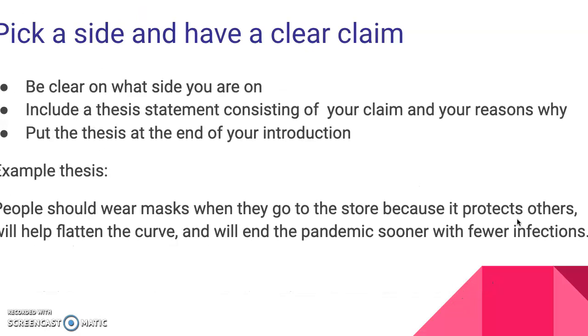Now, I want to pick a side and I want to have a very clear claim that shows my side. So think about why you feel the way you do about the topic, and then you want to be as precise as possible and move that to the end of your introduction. So here's an example. People should wear masks when they go to the store because it protects others, will help flatten the curve, and will end the pandemic sooner with fewer infections. Notice how I'm giving reasons in my claim.